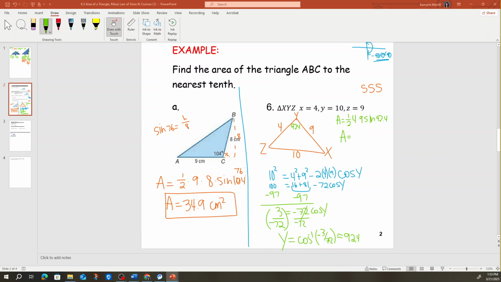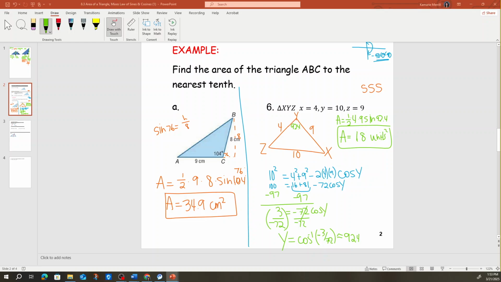Or what'd you get? 18. About 18. So about 18. Is 18 our units on this one? No. So about 18 units squared. So if you don't have enough information to find area, are you guys okay to use what you do know to find parts so you can?